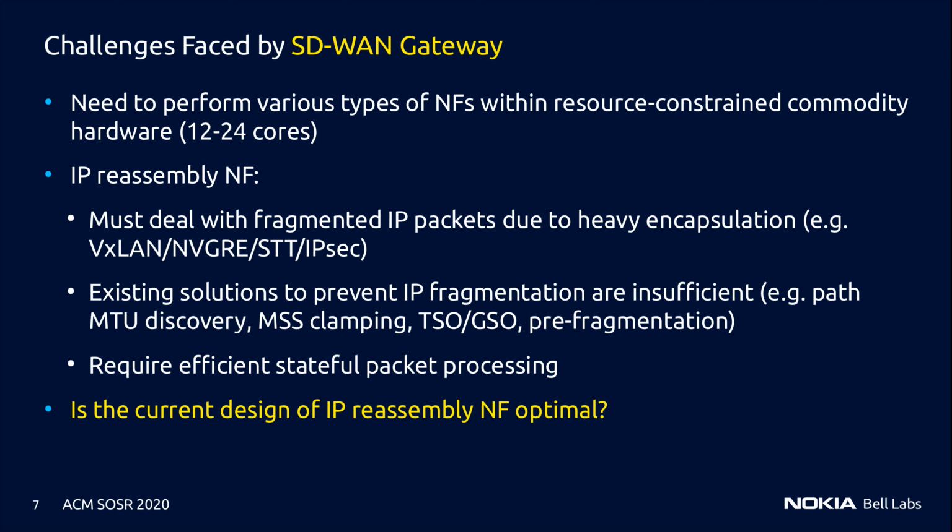In particular, IP reassembly is one of essential network functions in SD-WAN environments because the heavy encapsulation of network traffic increases the chance of IP fragmentation. While there are mechanisms to prevent IP fragmentation, none of them is actually sufficient, and IP fragmentation is something that cannot be avoided in the wild. So the question we are asking in this paper is whether the existing design of IP reassembly network function is optimal and efficient enough.